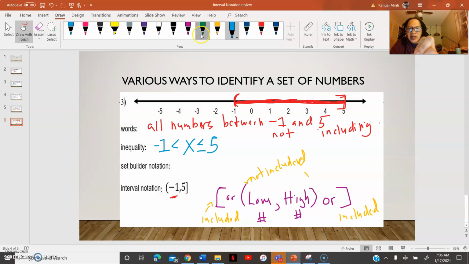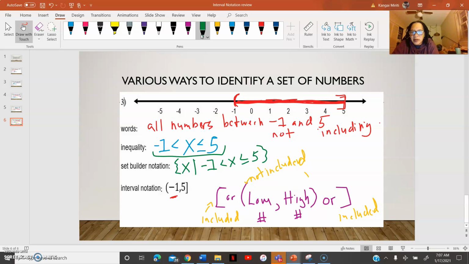And then set builder notation. What do we know? Curly brackets x. Going to tell you a story about x. What's the story? This is the story about x. You drop that in. -1 is less than x, and x is less than or equal to 5.